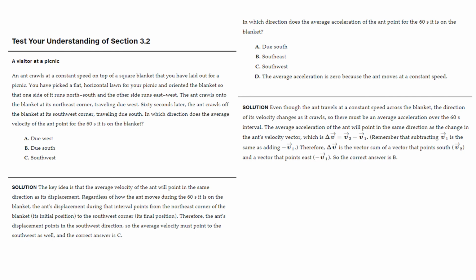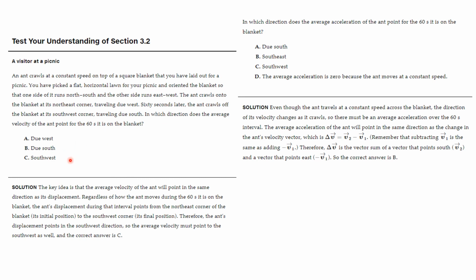Now here's a problem about an ant that visits you when you're trying to have a picnic. An ant crawls at a constant speed on the top of a square blanket you've laid out for a picnic. You picked a flat horizontal lawn, so it's all flat, and the blanket has one side running north-south and the other side running east-west. The ant crawls onto the blanket at the northeast corner and travels due west, and 60 seconds later the ant crawls off the blanket at its southwest corner, traveling south. In which direction does the average velocity of the ant point for the 60 seconds it is on the blanket?